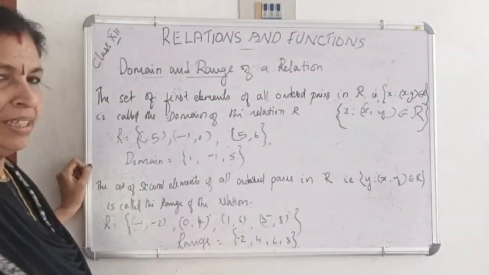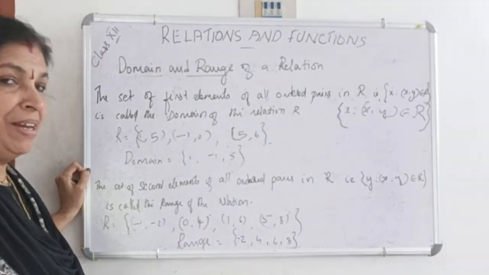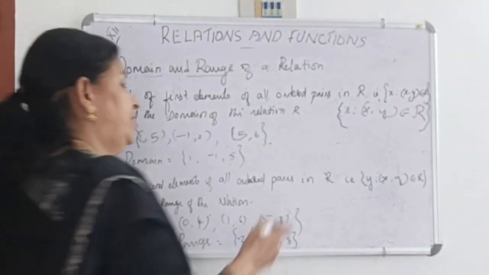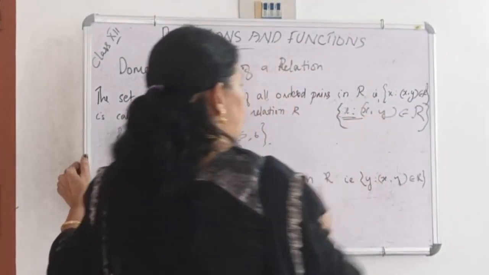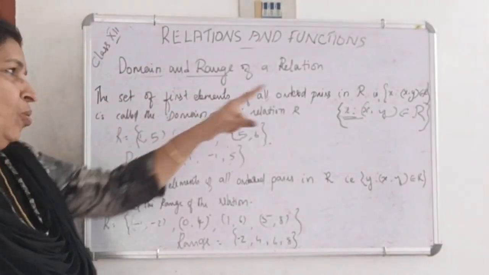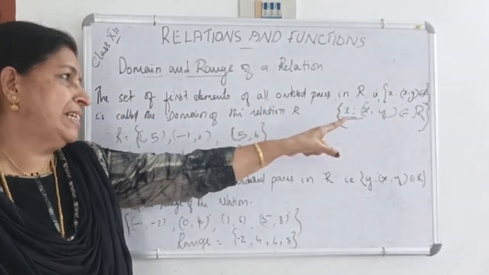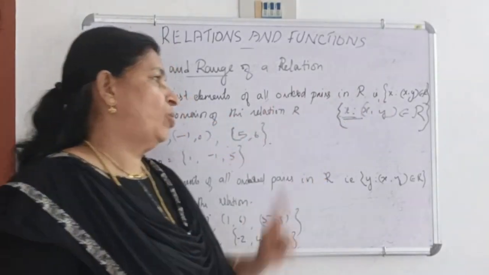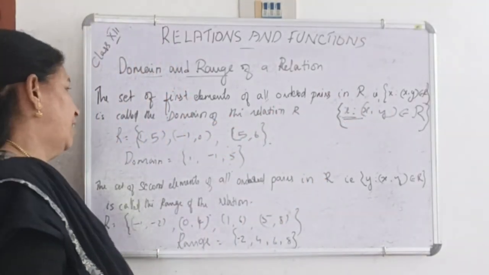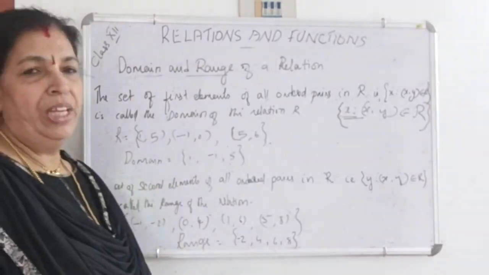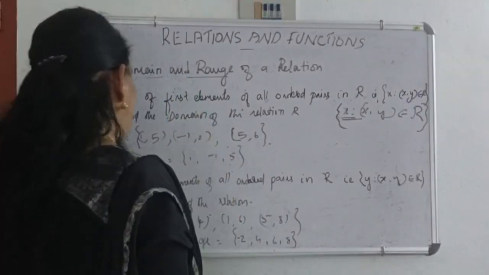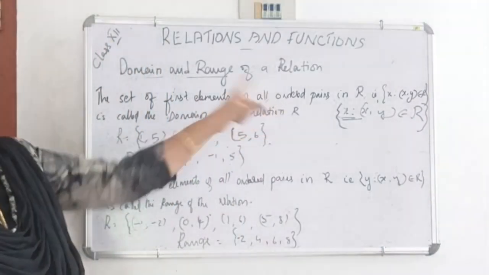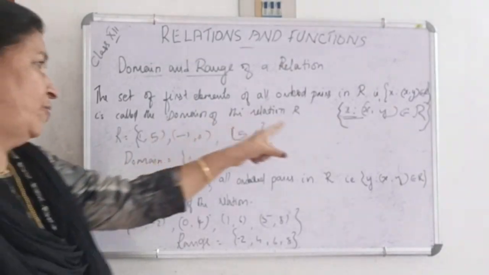That relation, as said in the last class, will be in the form of ordered pairs. That is, the set of all first elements of ordered pairs in relation R, that is, the set of X such that ordered pair (X, Y) is an element of R, is called the domain of the relation. The set of first elements of all ordered pairs in R is called the domain of the relation.